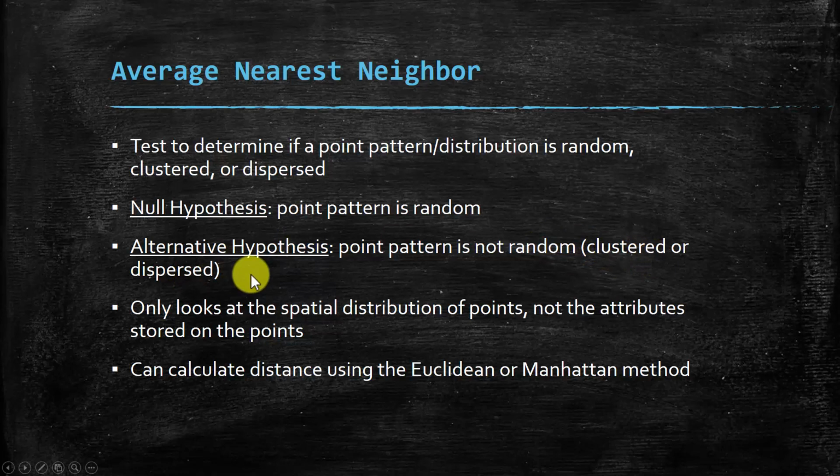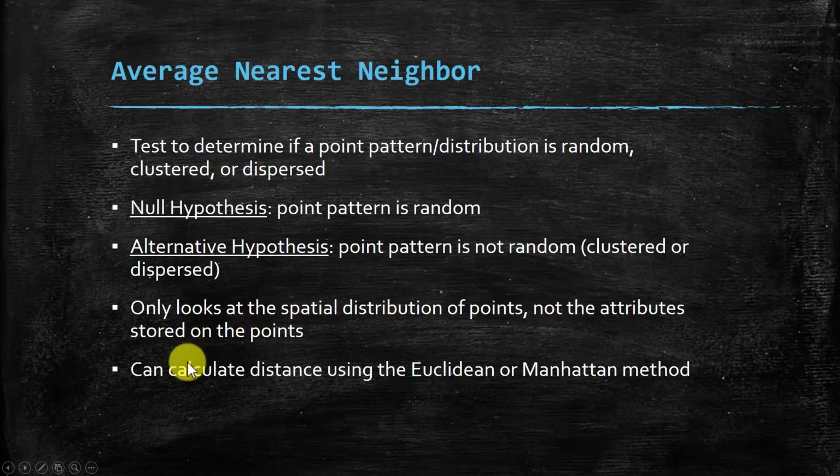A key component of this statistic is that you're not actually looking at the value stored on the points. You're just simply looking at the pattern of the points. So for example, if you had points that represented, say, discharge for mine outflows, you're not actually looking at whether near features have more similar outflows. You're just simply looking at the spatial distribution of the features. When we start looking at the actual values, that's different tests, which we'll look at later, things like spatial autocorrelation.